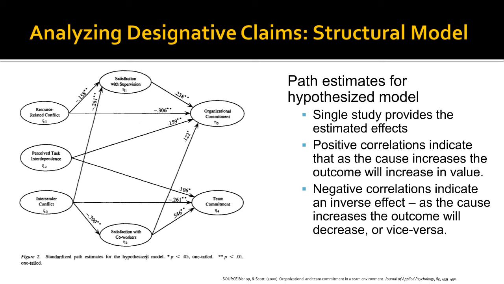The sign of the correlation, or path estimate, indicates the direction of the effect. A positive correlation means that both the cause and the outcome move in the same direction. When the cause goes up, the outcome goes up. And when the cause decreases, the outcome decreases. Negative correlations indicate an inverse direction. When a cause increases, the outcome decreases, and vice versa. For example, as inter-sender conflict increases, the satisfaction with supervisors and coworkers will decrease, as will team commitment. As satisfaction with coworkers decreases, team commitment will also decrease.